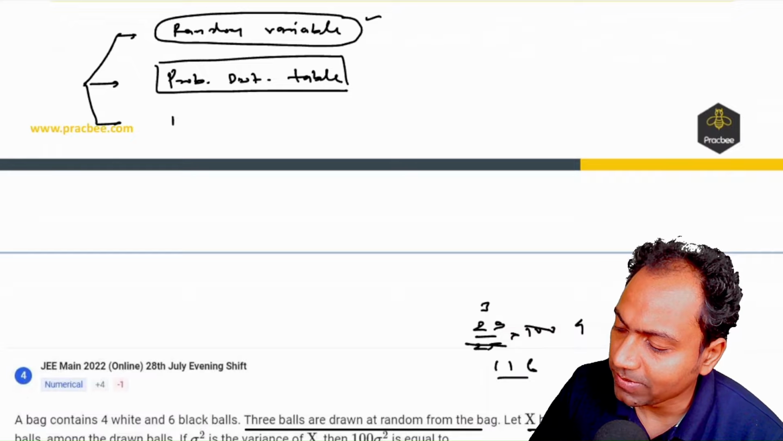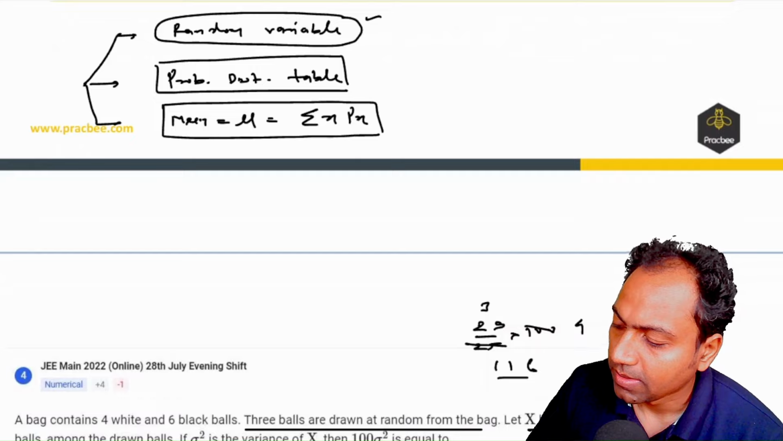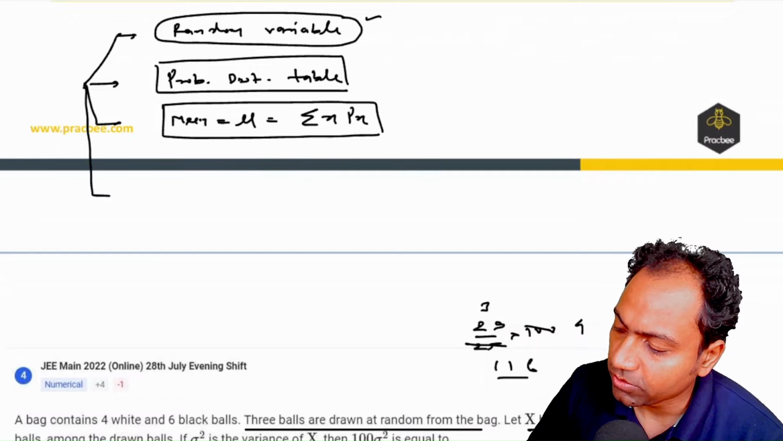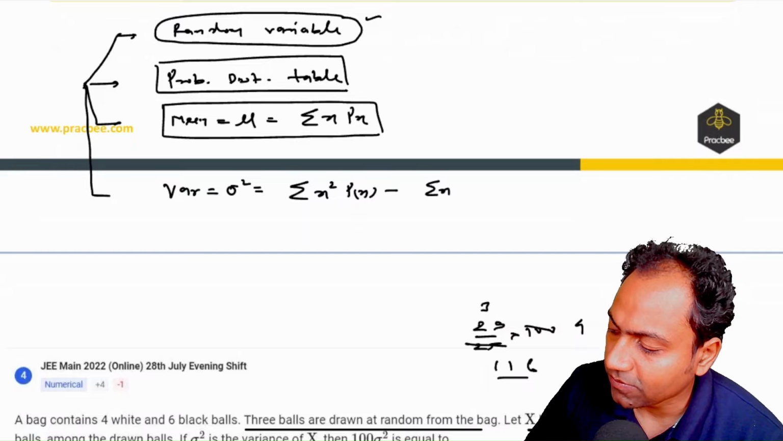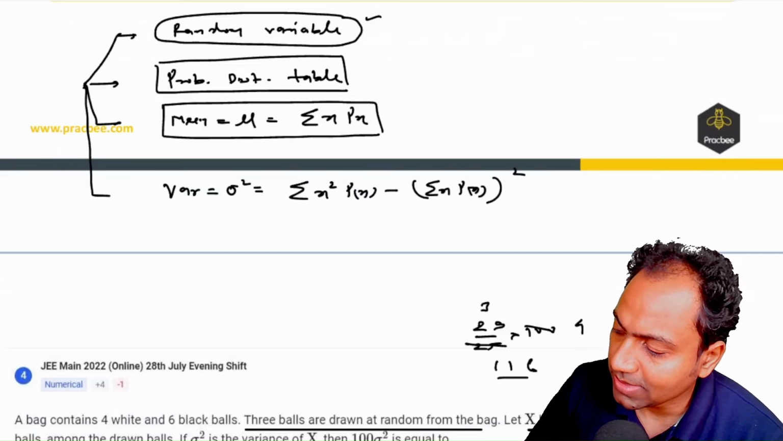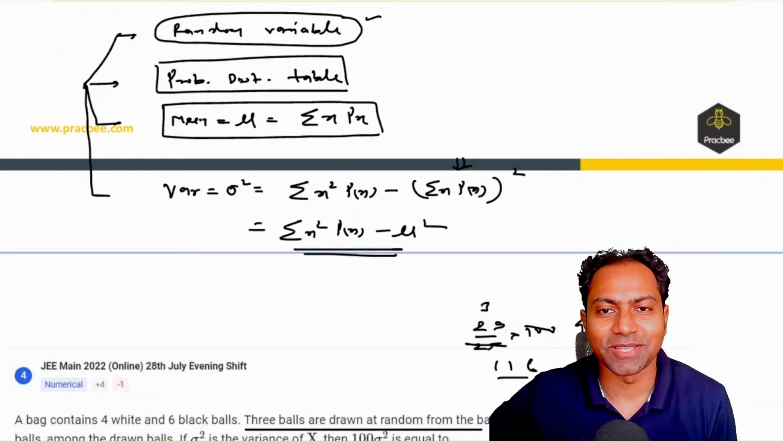One is the concept of mean or expectancy. This will be represented by mu, and this will be nothing but summation of xpx. So there is a direct formula to calculate it. And there would be a fourth quantity that we need to find, that is variance. This is nothing but sigma square, and this would be nothing but summation of x square px minus summation of x px whole square. So here, since this is also mu, this formula can be rewritten as x square px minus mu square. This is also fine. So these 4 things, if you know, such kind of questions can be easily done.